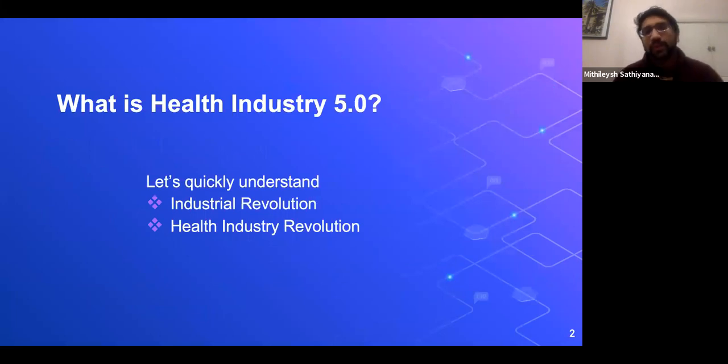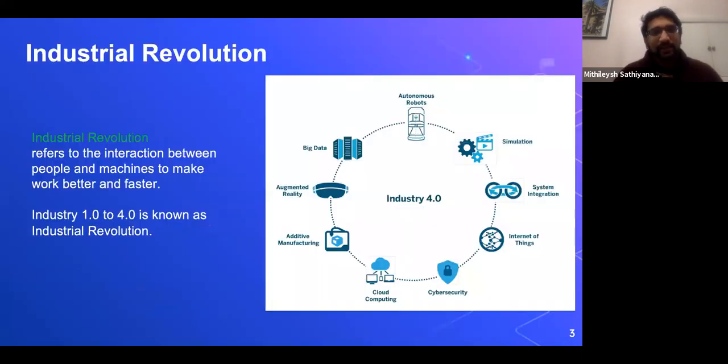Before we try to understand what is healthcare 5.0 or health industry 5.0, it's wise to understand what is industrial revolution all about and what is health industry revolution. So industrial revolution is nothing but a very simple interaction between human and a machine, which makes life easy, which makes work better and quicker. So we have almost like 4 generations in the industrial side, that is from industry 1.0 to 2.0, 3.0, 4.0. Now slowly we started moving into 5.0.